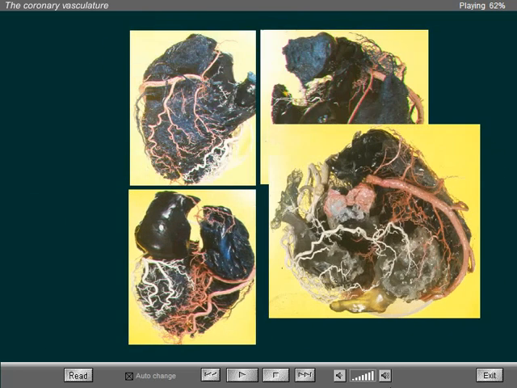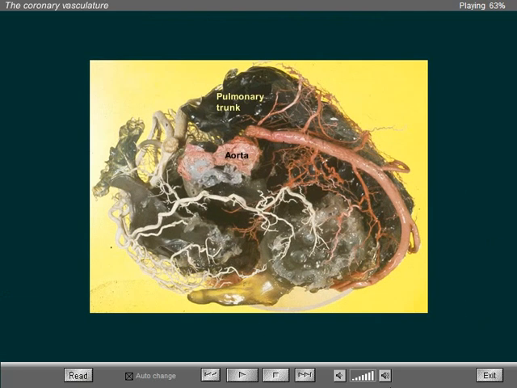In this last photograph of the same specimen, we can see a cross-section of the aorta and of the pulmonary trunk. Ventral to the aorta, we see the right coronary artery coursing in the atrioventricular groove. And dorsal to the aorta, we see terminal branches of the circumflex coronary artery.